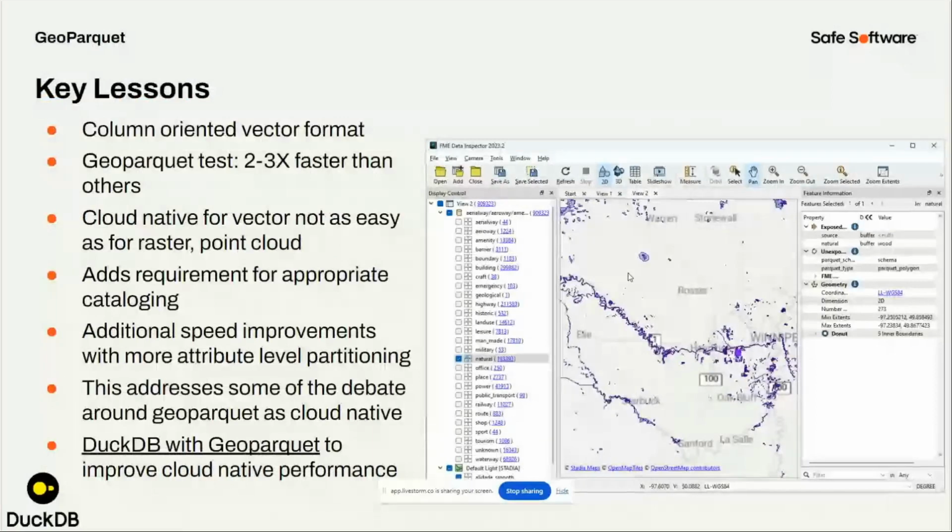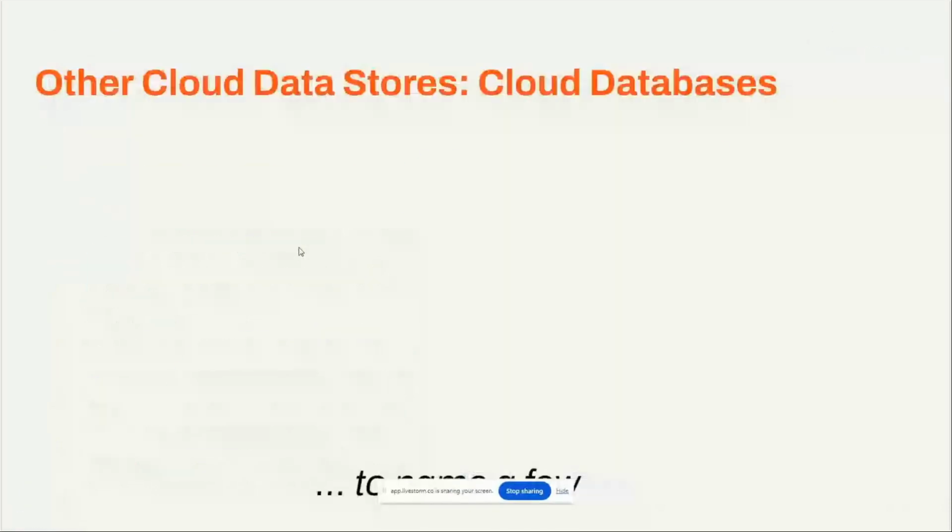So the quick lessons learned here are, this is a column-oriented format. We found overall it is about 2 to 3 times faster than the alternatives. But cloud native for vector is just not as easy as it is for raster or point cloud. That's not really anybody's fault. It's just that raster and point cloud are very predictable arrays, 2D or 3D arrays. And so subsetting them, we can partition those ahead of time in a way that meets most use cases. And that's not as easy to do with vector. With vector data, and even with ZARR you could argue, you kind of have to understand a bit of the use case for the data in order to figure out how you want to subset it. And so partitioning is one approach. I have a link here to DuckDB, and Chris has an article that he published on the Cloud Native Foundation about using DuckDB with GeoParquet to improve performance.